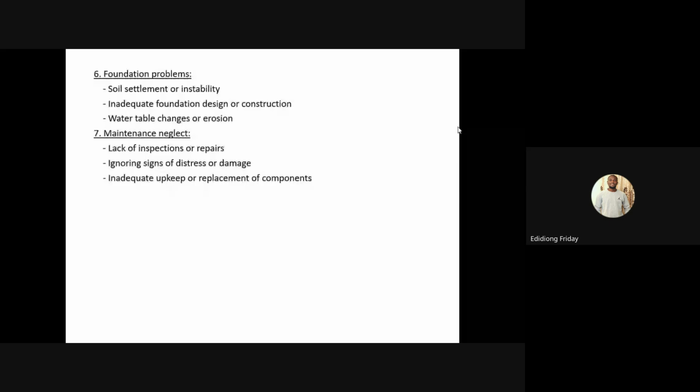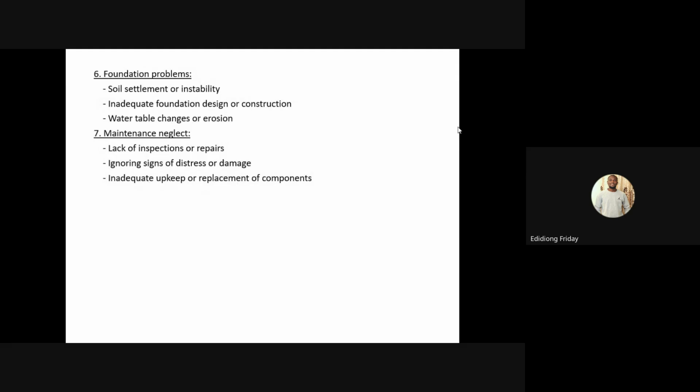Now, most times we neglect it. We try to say, this is just a small thing, it's not going to be too much, or you keep procrastinating, and before you know, one day it snaps and everything comes crumbling down. So number one, lack of inspection or repairs.